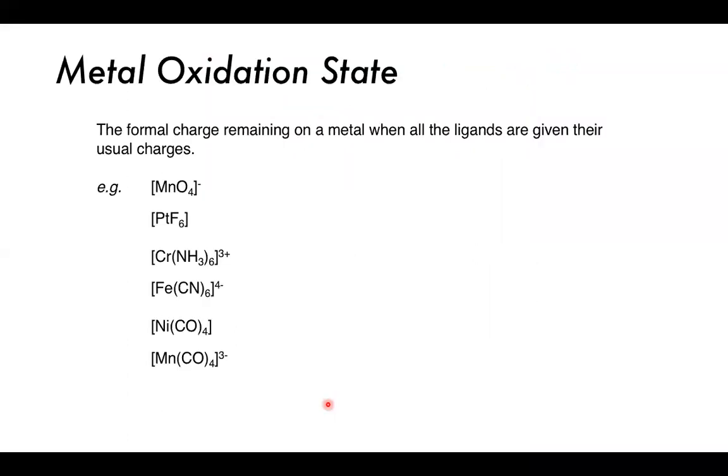So, metal oxidation states: the formal charge remaining on a metal when all the ligands are given their usual charges. For example, here in permanganate, this is going to be -2 for the oxides times 4, which is -8. This is -1 overall, so the metal must be +7. Oxygen is typically oxide, O2 minus; fluorine, fluoride, F minus. Ammonia is neutral. Cyano is cyanide, negatively charged, and then carbonyls are neutral.